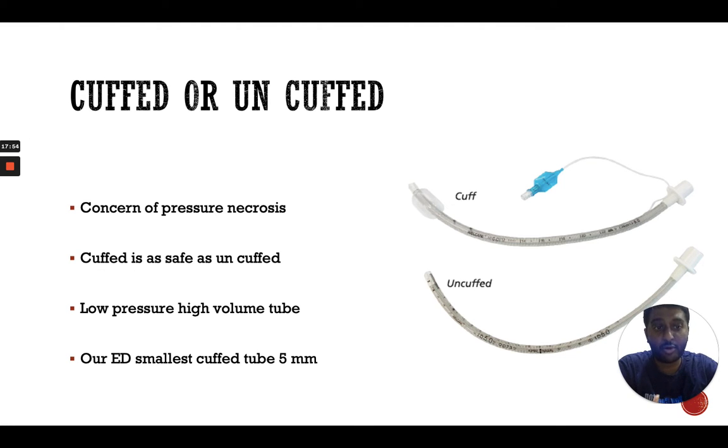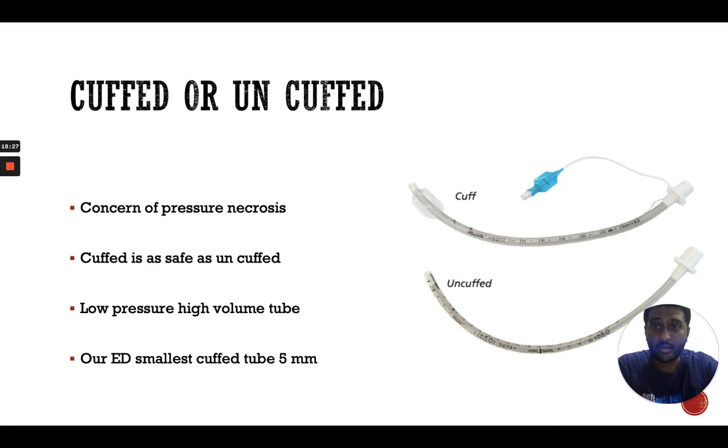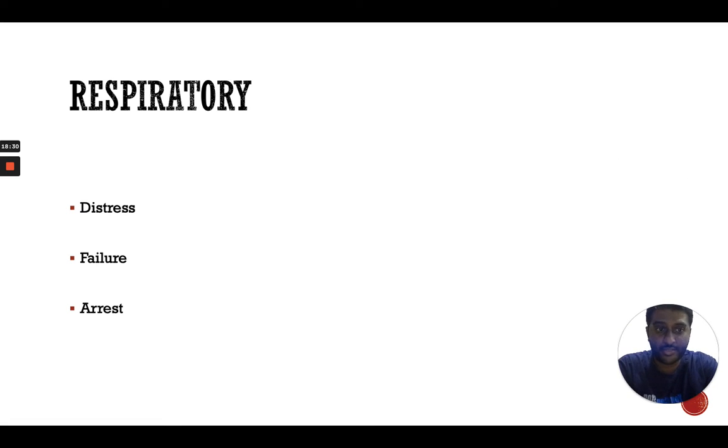One of the major drawbacks of an uncuffed tube is it can cause a lot of leaks, and you might not be able to get an adequate tidal volume. In our ED, the smallest cuffed tube you can use is 5 mm. If you want to use a cuffed tube for size 4, you can't. The smallest we have is 5 mm. From 5 mm onwards we can choose to use a cuffed tube. Okay, that is all for airway. Let's look at respiration now.